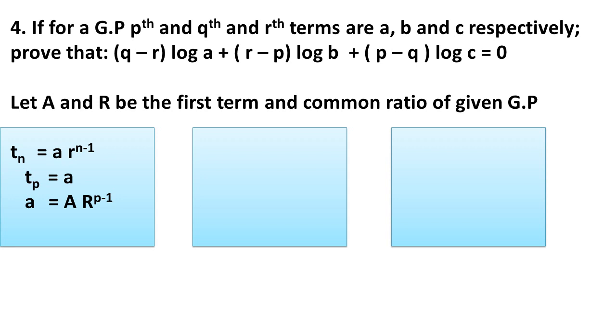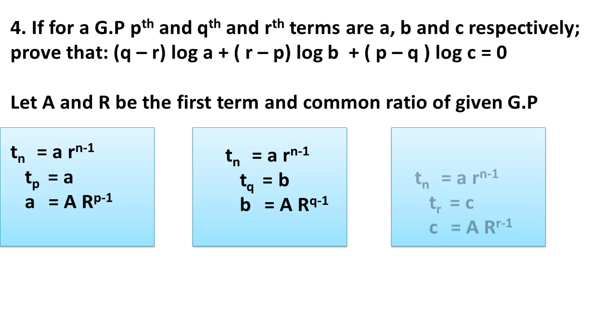In the second result, similarly, consider TQ is equal to B. First term is capital A, common ratio is capital R, n is Q. This result is equal to B. Similarly, the rth term value is C. In the textbook, they have given a clue that how we need to proceed this type of problem. So once such conditions are given, it is necessary to carry on the solution in the same way.